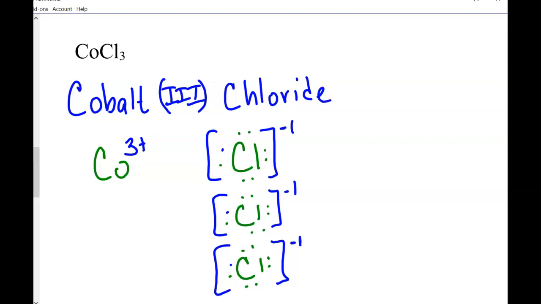And remember, I showed you there's a little trick, right? The trick here is whatever the subscript is on the anion, it's going to end up being the charge on the cation. All right, so cobalt 3 chloride is written as CoCl3.